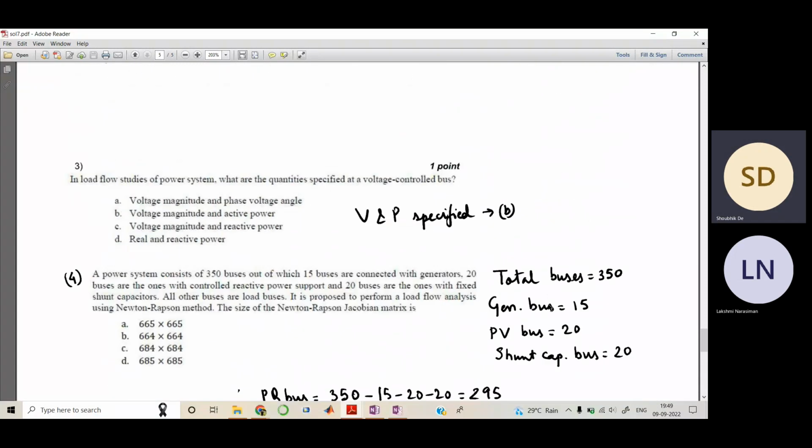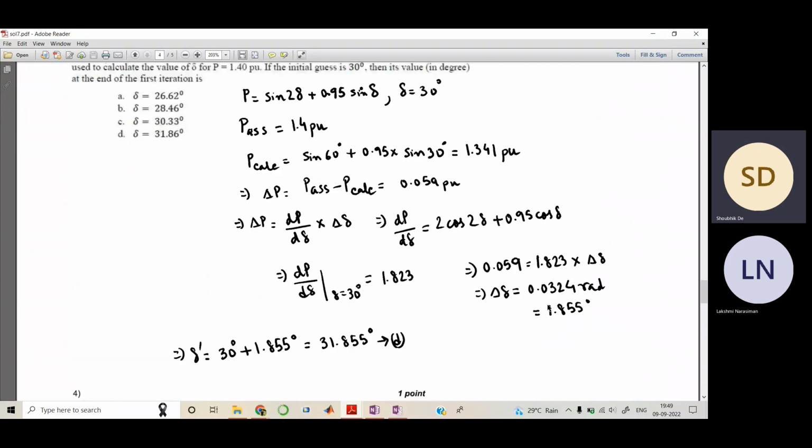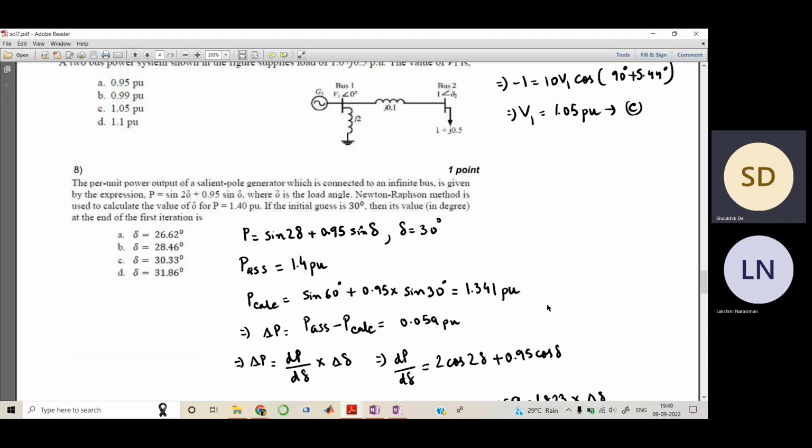So now let us go to problem number 8. Here they have told us that the per unit power output of a salient pole generator connected to an infinite bus is given by this expression: P equals sine 2 delta plus 0.95 sine delta, where delta is the load angle. The Newton-Raphson method is used to calculate the value of delta for P equals 1.40.